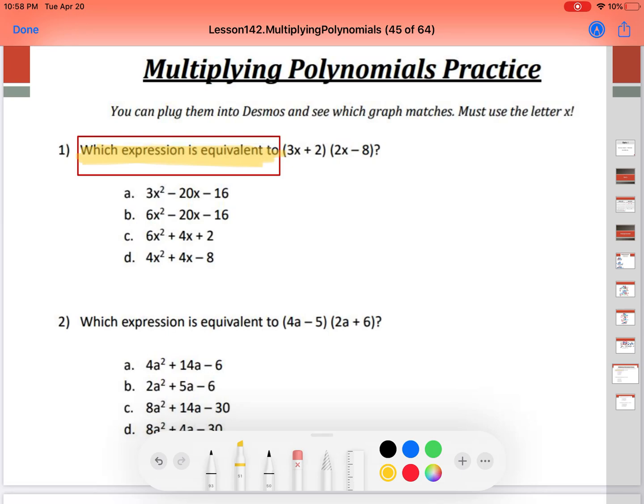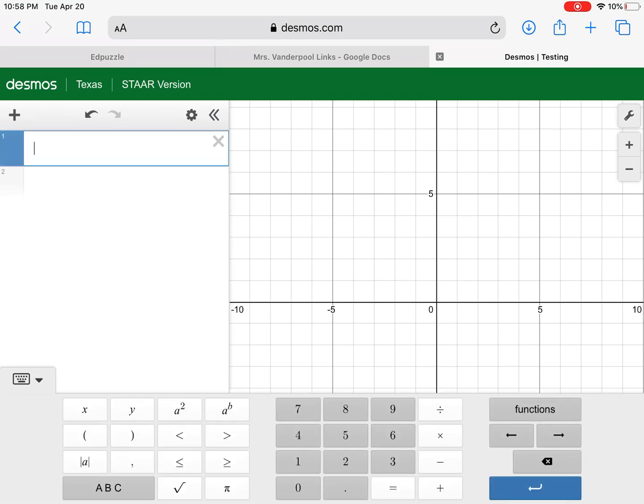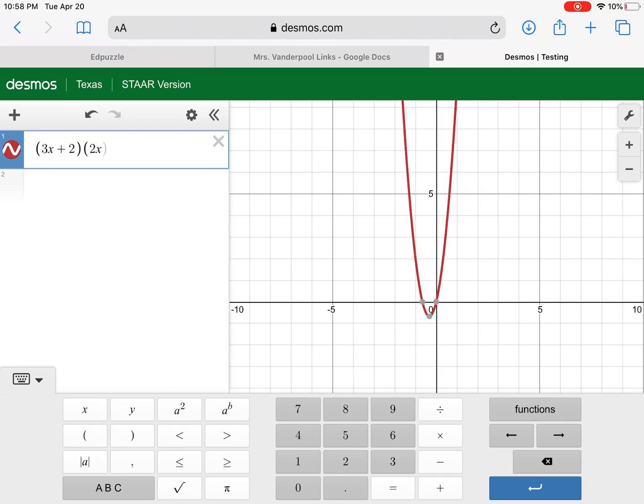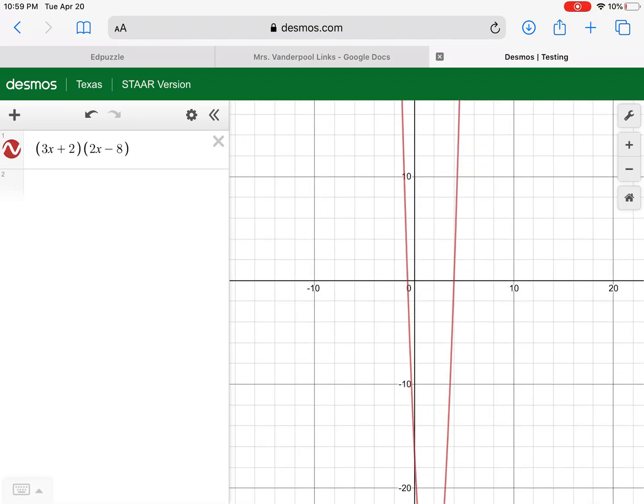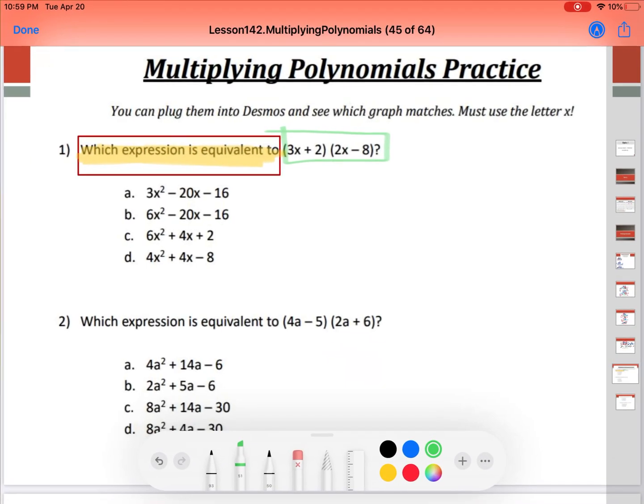So the phrase, which expression is equivalent to, is one of the most popular phrases on the Algebra 1 STAR test. It's one that STAR loves. It's also one that I love because it makes it super easy. So anytime that you see the phrase, which is equivalent to, what you can do is just type it into Desmos. So 3x plus 2 and a 2x minus 8. See what that looks like. 3x plus 2, 2x minus 8. So here's the graph of that expression.